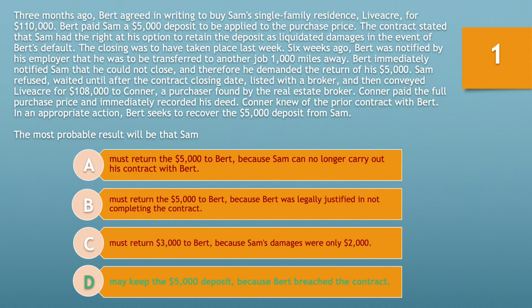In this case, the agreement between Bert and Sam was for Bert to purchase Live Acre for $110,000. The contract stated that Sam had the right, at his option, to retain the $5,000 deposit as liquidated damages in the event of a default. The amount of damages in the case of Bert's breach would be difficult to ascertain, so a liquidated damages clause is appropriate as long as the damages do not operate as a penalty. $5,000 seems like a reasonable forecast of the damages that would have been incurred by Sam in the case of Bert's breach, so Sam may keep the deposit.